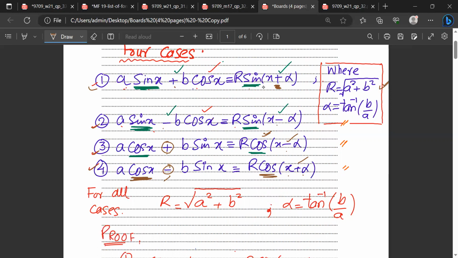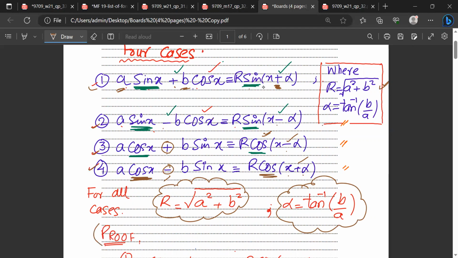R equals the square root of a square plus b square, and alpha is tan inverse of b over a. In all the four cases, we have a and b. So these are the two formulas, and using these two formulas, you can find the value of R and alpha. This is a shortcut. For all the cases, R is the square root of a square plus b square, and for all the cases, alpha is tan inverse of b over a.